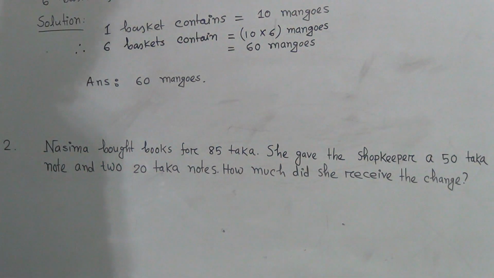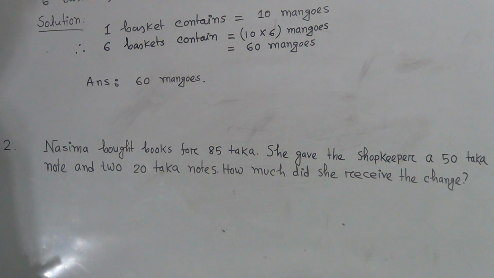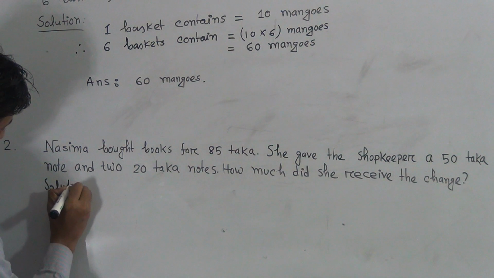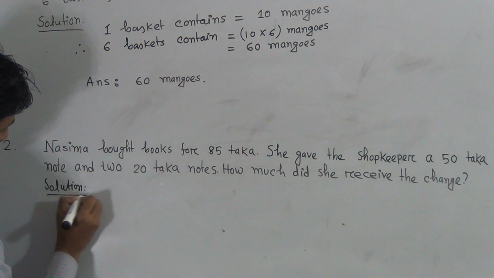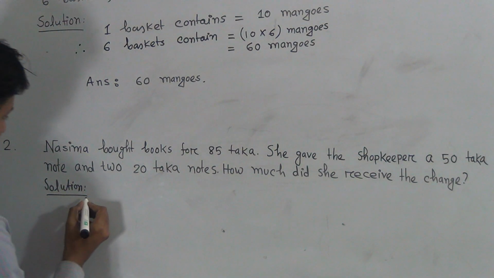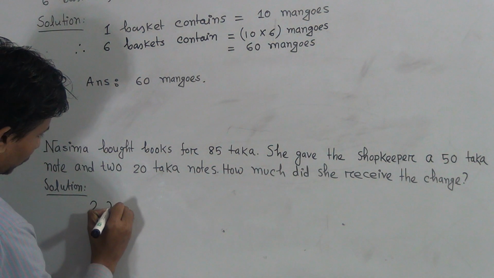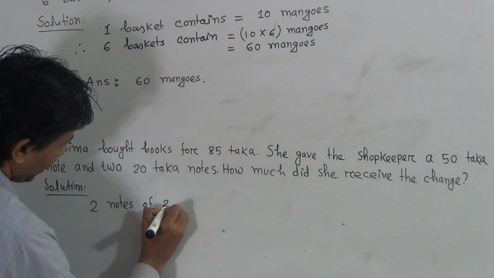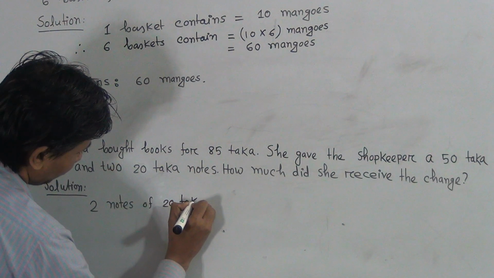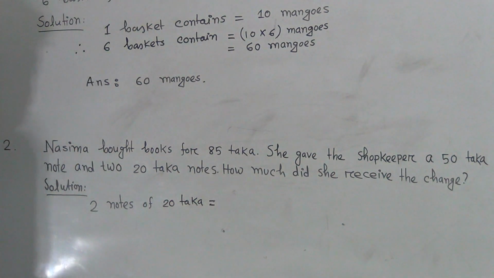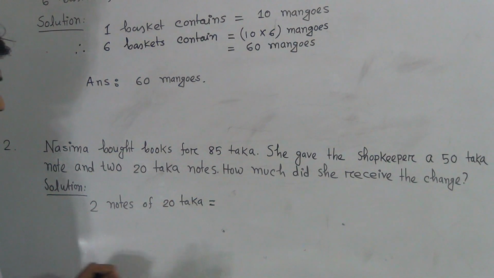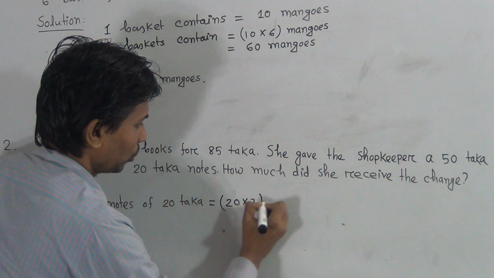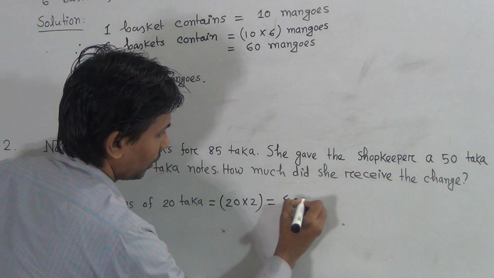Okay, dear student, now I will solve this. Solution: two notes of 20 taka. Two notes of 20 taka means what? 20 into 2 is equal to what? 40 taka.